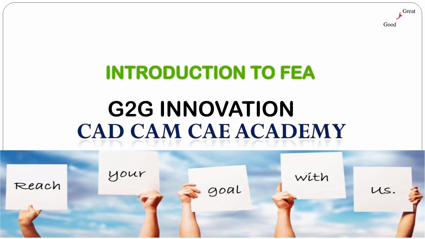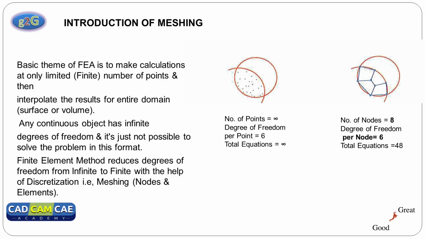So introduction to FEA. What is FEA? FEA is nothing but finite element analysis. In FEA, we'll divide the complete component into a number of small finite elements which will have nodes. Okay, so number of nodes is equal to 8. Here we can see, degrees of freedom per node is equal to 6. So total number of equations will be 48. So the basic theme of FEA is dividing the whole structure, whole component into a number of small elements.